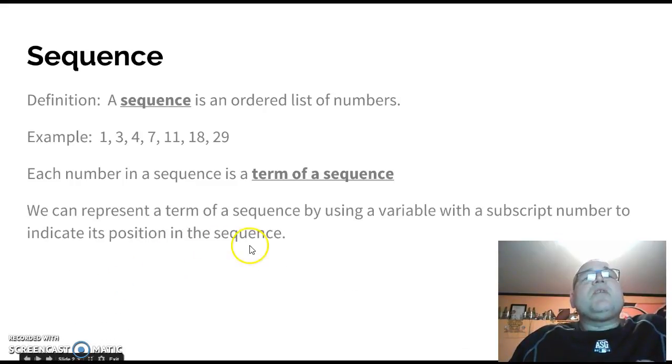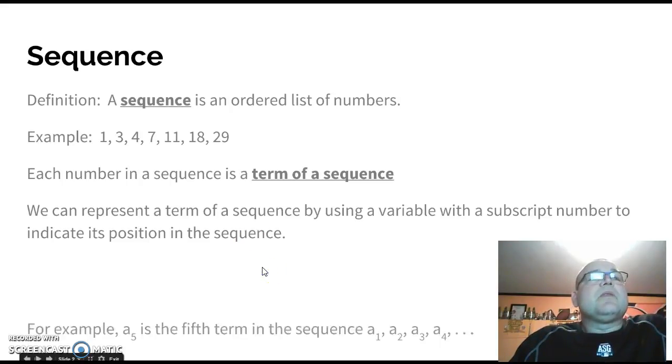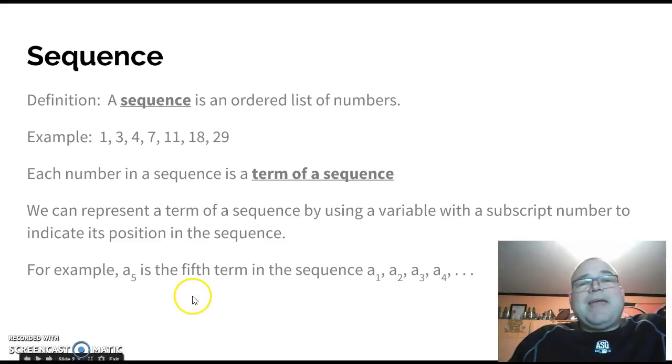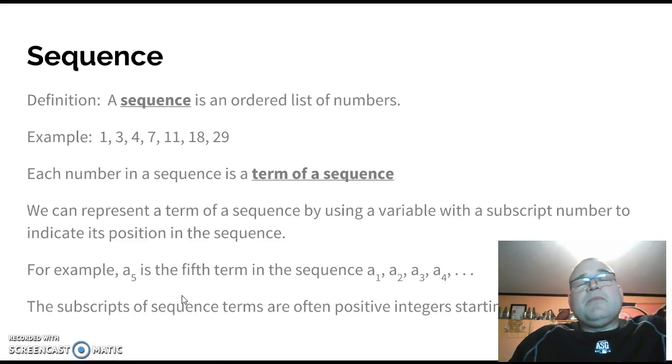We can represent a term of a sequence by using a variable with a subscript number to indicate its position in the sequence. For example, a sub 5 is the fifth term in the sequence a sub 1, a sub 2, a sub 3, a sub 4. The subscripts of sequence terms are often positive integers starting with 1. So again, the subscript, like the 5 right here that you see, simply means the fifth term.